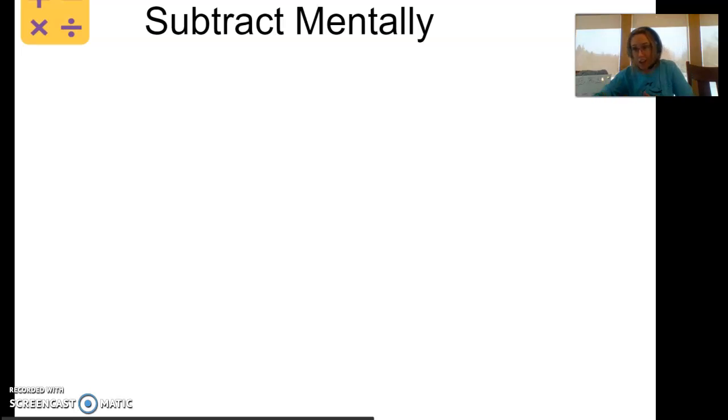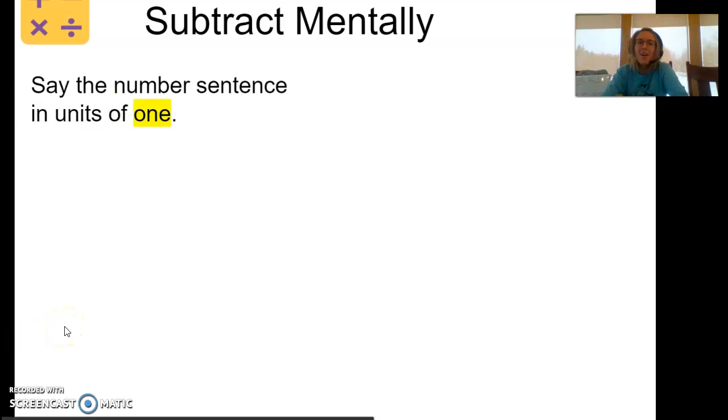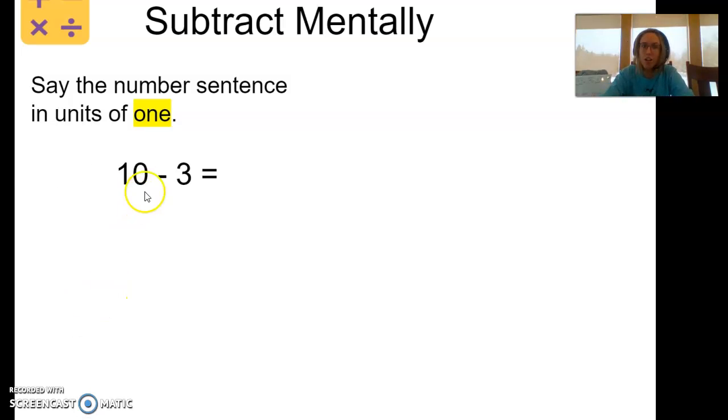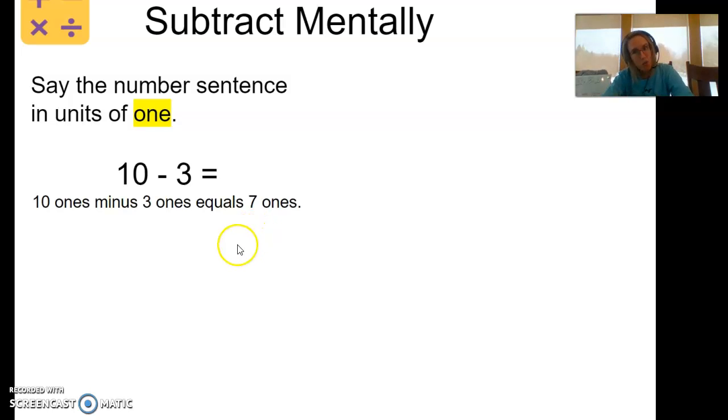All right, for our final warm-ups today, we are going to subtract using some mental math. So we are going to say the number sentence in units of 1. Here is our first number sentence. So if I look at that, I want to say 10 minus 3, but if we're going to say it in units of 1, I would say 10 ones minus 3 ones equals, and you probably guessed it, 7 ones.